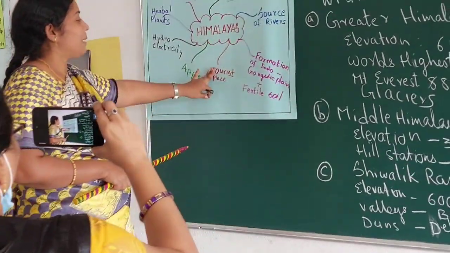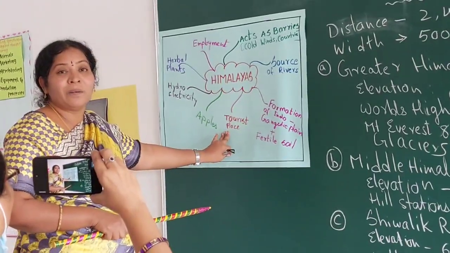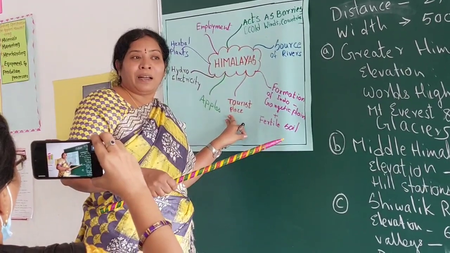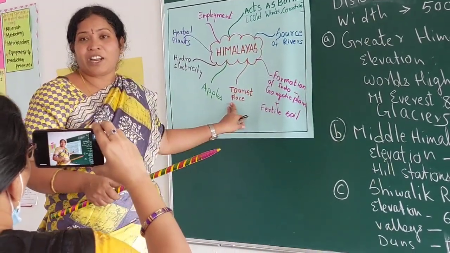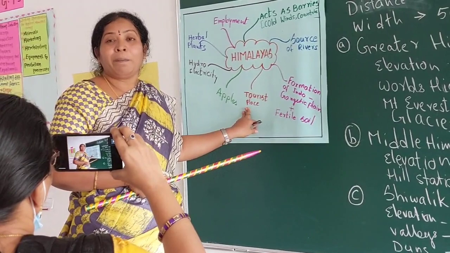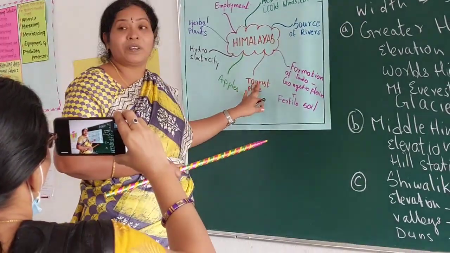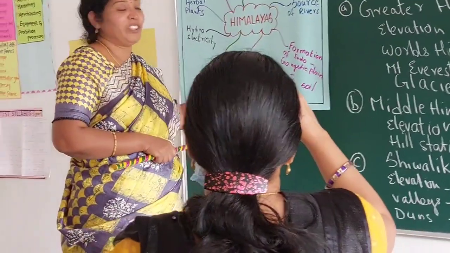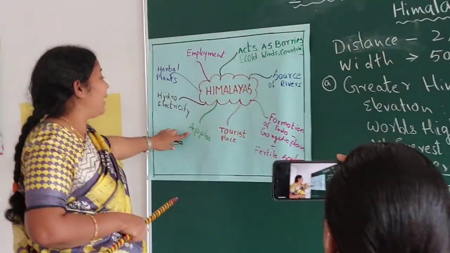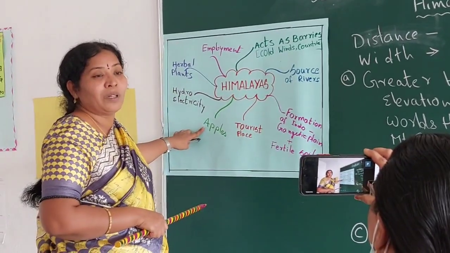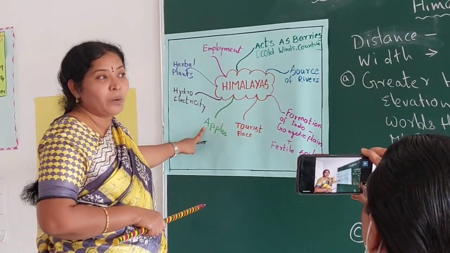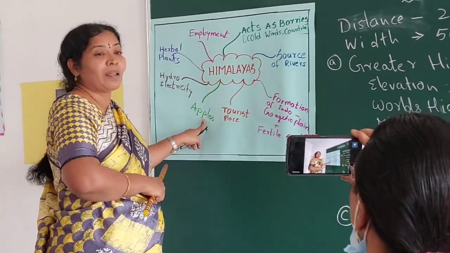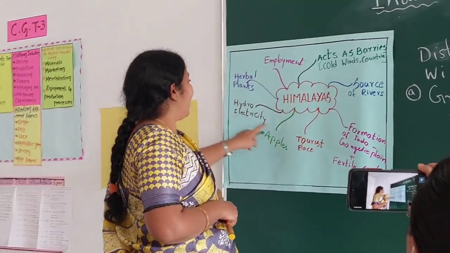Going further, these Himalayas are tourist places because they are beautiful, covered with ice and snow, and trekking takes place. Many hill stations and many valleys are there. People from all over the world come to visit these places, so it acts as a source of income to our nation. Next, the climate is so good that apple trees are grown in the Himalayas and we export them to other countries.